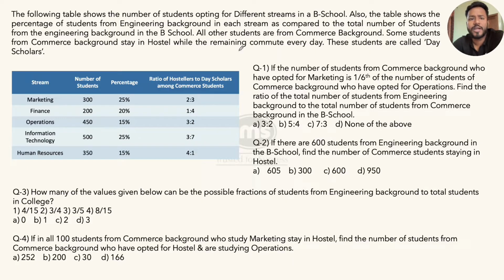So, let's understand what is actually mentioned in this particular table and then go to the problems and solve them one by one. Now, this data is actually giving us the number of students in each of these departments: marketing, finance, operations, IT and HR. 300, 200, 450, 500 and 350. This percentage, now we'll have to be very careful in this particular column. This 25 percentage is not to be calculated on this 300, because it is not said that the percentage of the number of students in marketing is actually given.